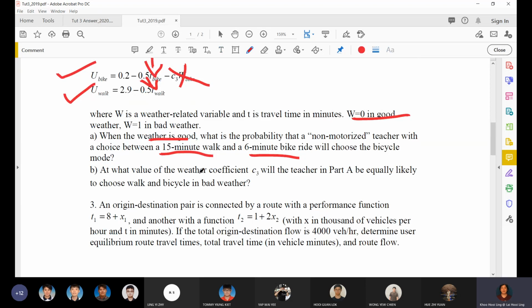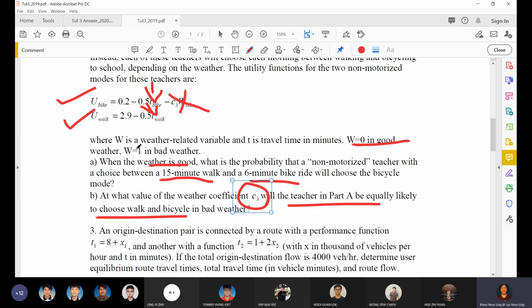At what value of the weather coefficient, C3, will the teacher in part A be equally likely to choose walk and bicycle in bad weather? So in bad weather, W is 1. So W is 1. You wanted to know how much is the value of C3. W is 1. You want to know how much is the C3. So they say that this is equally likely. So equally likely means that your utility is the same.